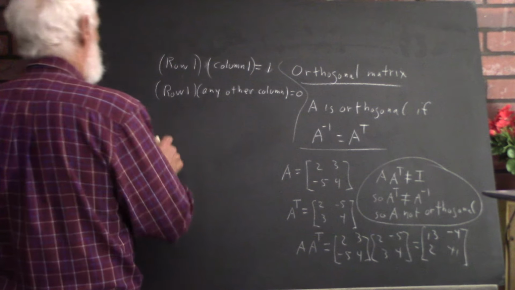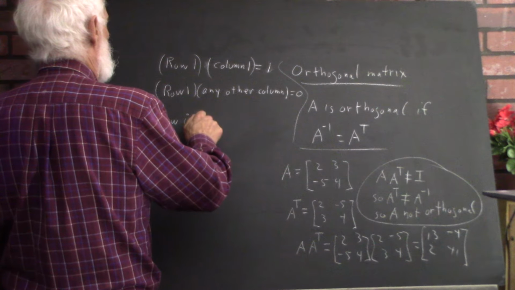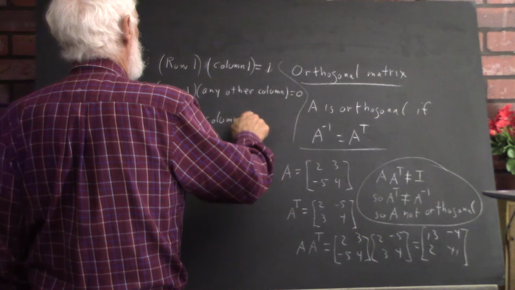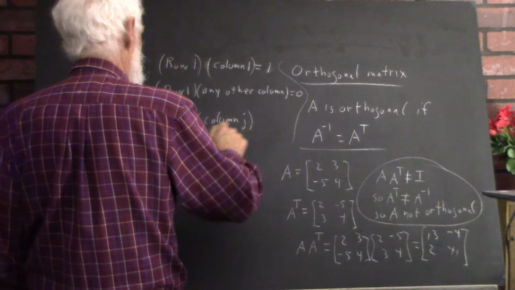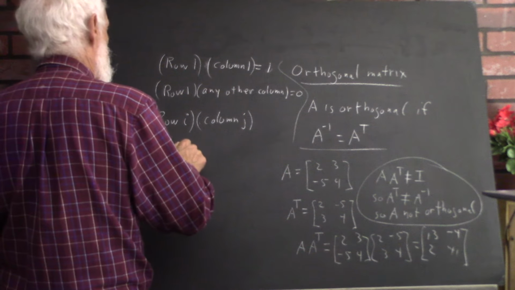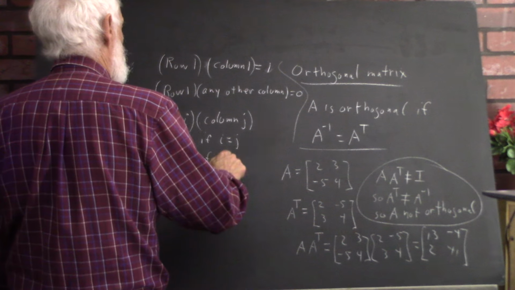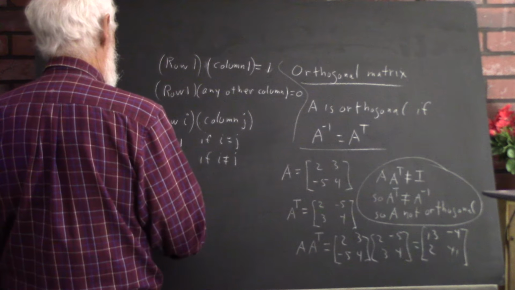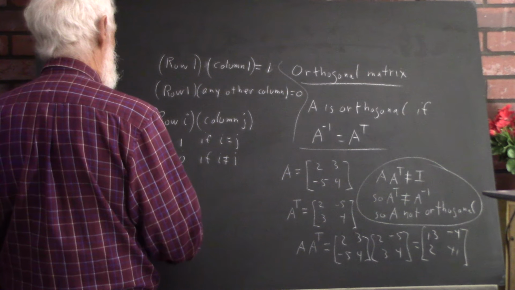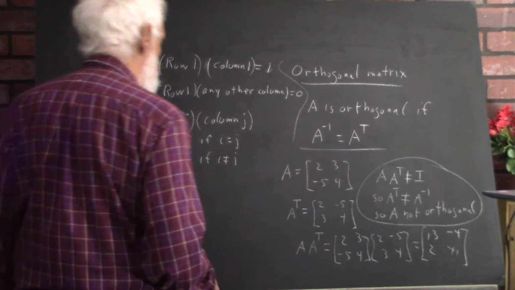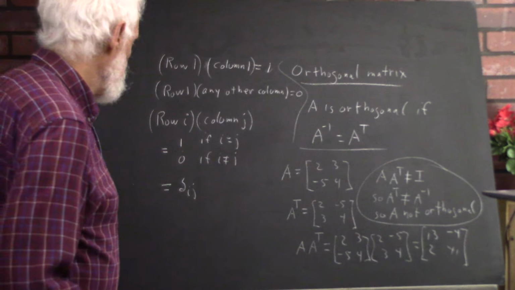So we can say row I multiplied by column J equals 1 if I equals J, 0 if I is not equal to J, and that equals delta IJ, the Kronecker delta, which is equal to 0 if I is not equal to J, and equal to 1 if I is equal to J.